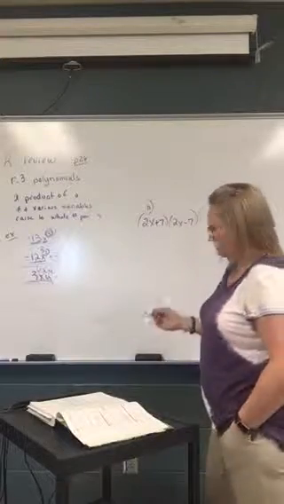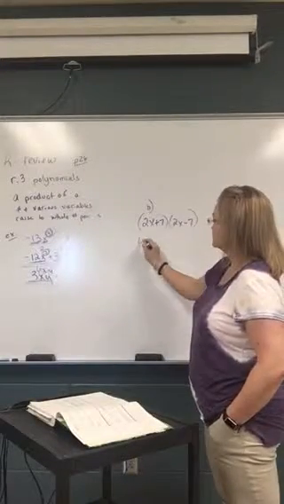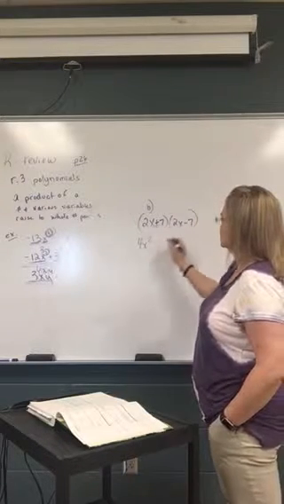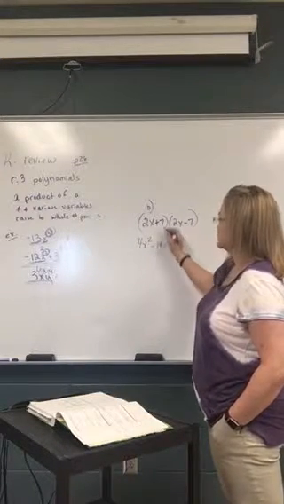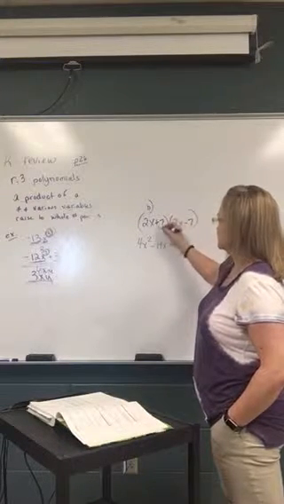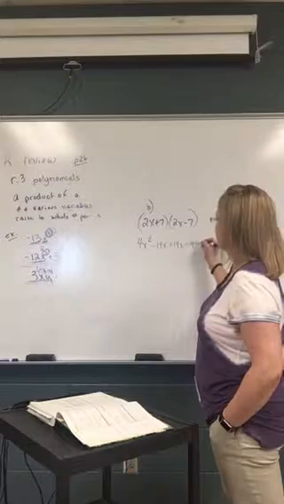So when we do the FOIL method here, the first times first is 4x squared. The outer times outer, because the signs are different, is minus 14x. And the inner times inner is positive 14x. The last times last is minus 49.